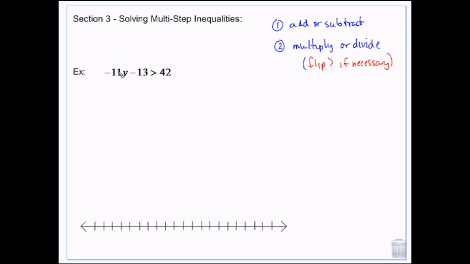Okay, so when we look at this one, I have negative 11y minus 13 is greater than 42. So the first thing I need to do is add 13 to both sides, which gives me negative 11y is greater than 55. I'm dividing by negative 11. Because I divided by a negative, I flip. And so it's going to be negative 5. I say this is 0, 1, 2, 3, 4, 5. It's open circle because it's less than, and I shade this way.